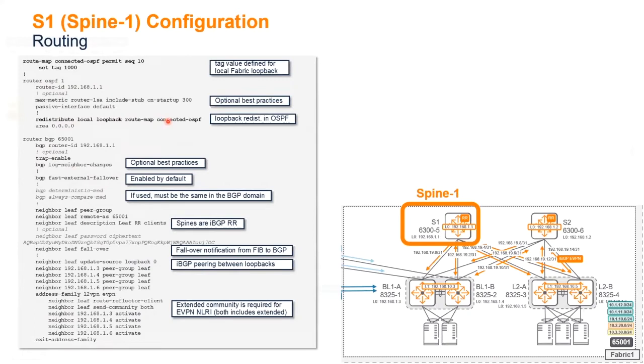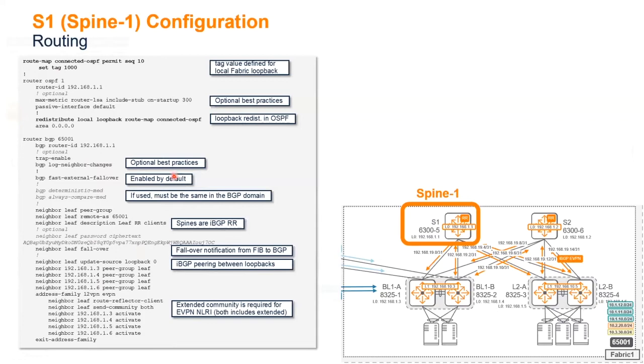The interest of doing that is I can associate a tag. Here, the tag, you can take whatever value you want. I take 1000 as an example. That's a tag value that defines a particular meaning. That meaning is this route is local. This is a local fabric loopback IP address. Then everything else, you know already about that.